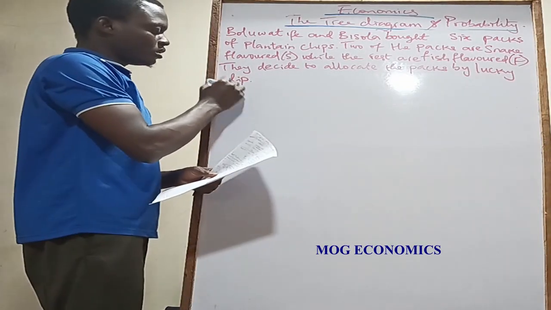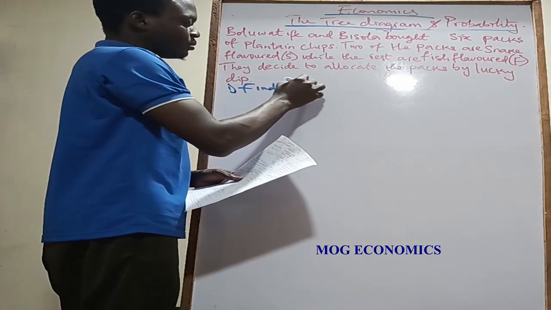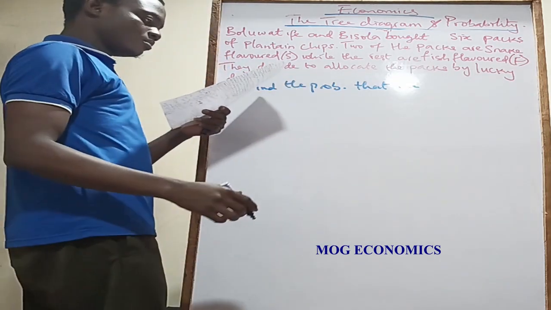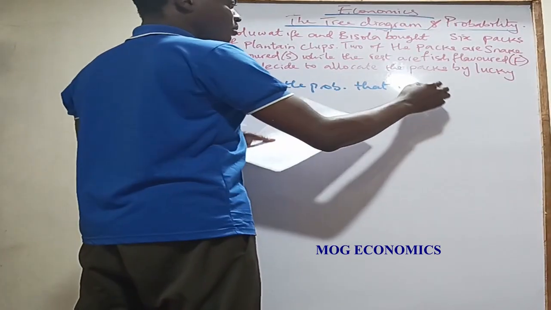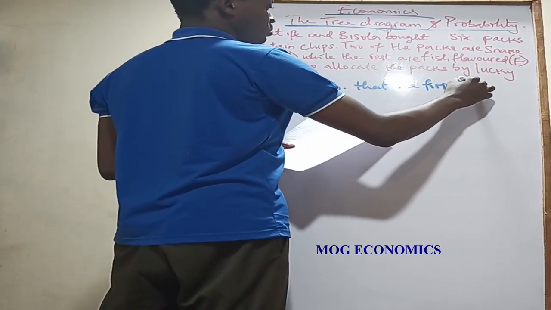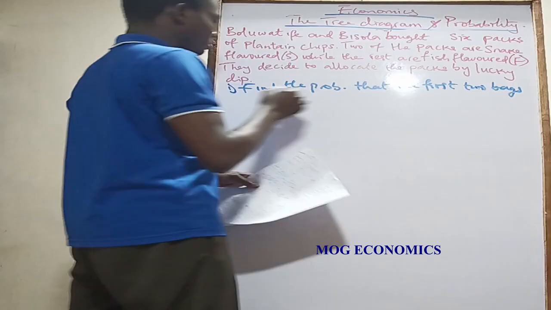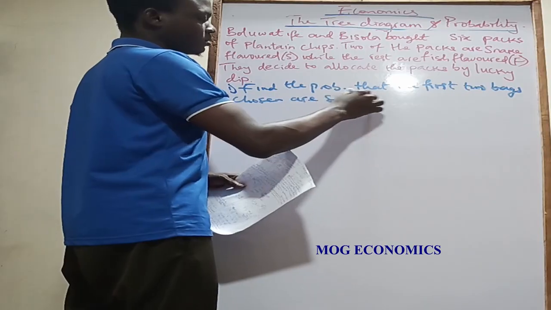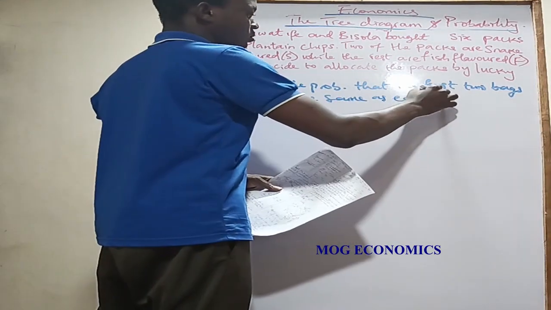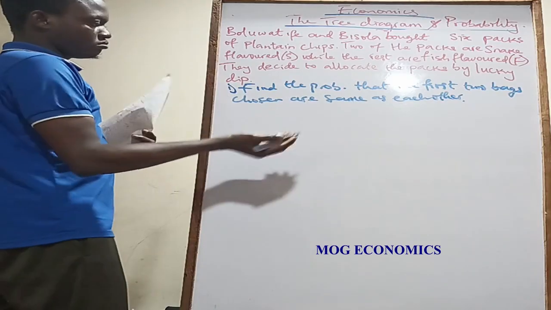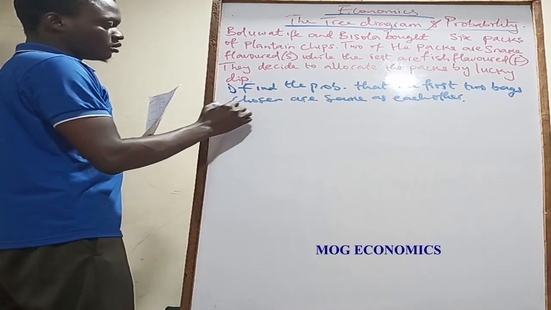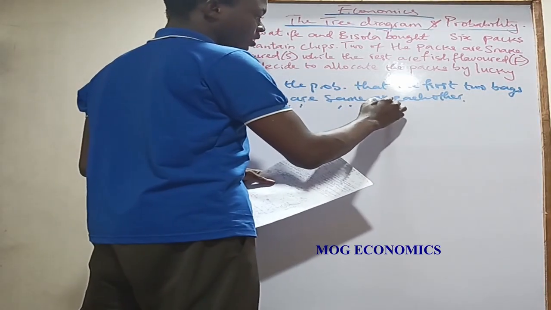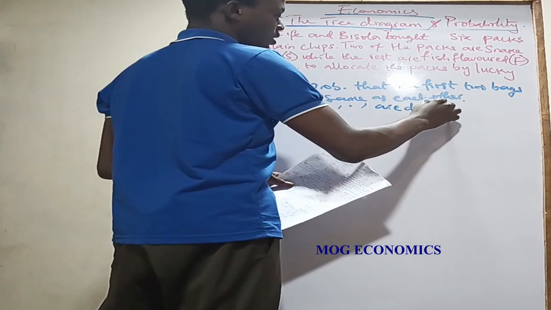So the first one is, find the probability that the first 2 bags chosen are the same as each other. Then, of course, the other one: find the probability that they are different from each other.